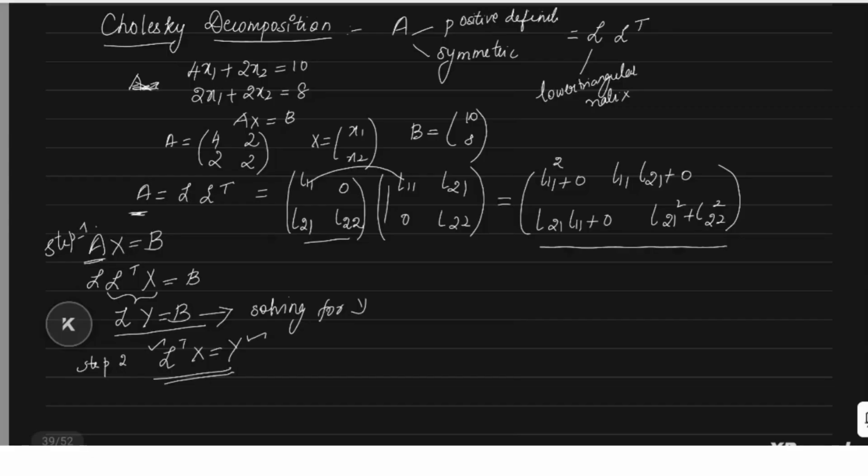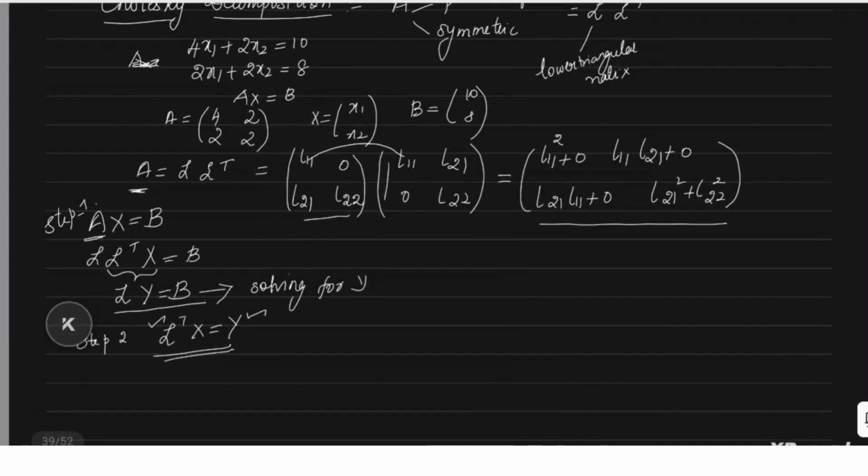So there are only two steps. The first step is Ly = B, where L transpose X is considered as Y. You solve it and find the values of Y. Once you're done with that, you substitute into L transpose X = Y and find what X is. Now, as I told you, this is the value of A.